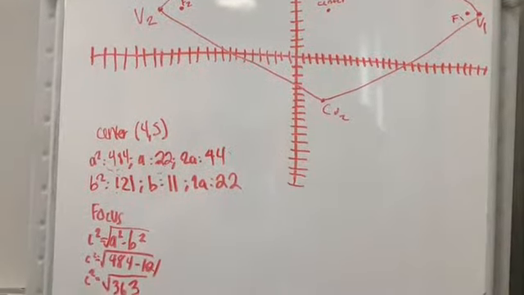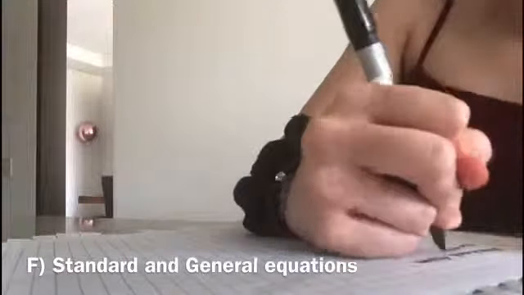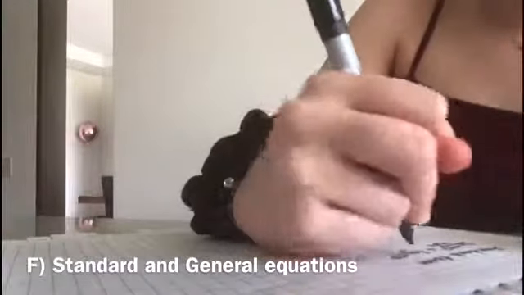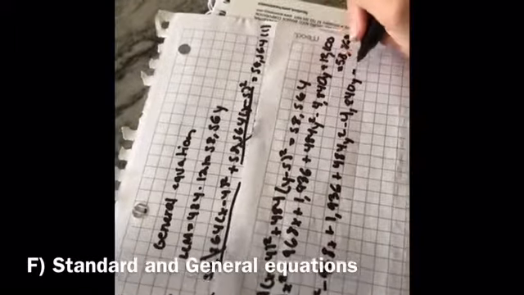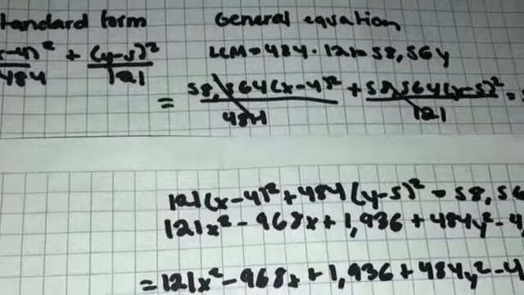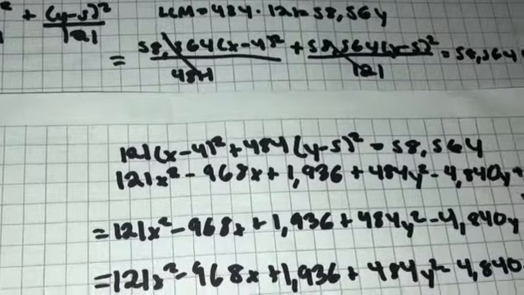In problem F, I worked with a conversion of the standard reduced form to the general equation. First, I found the least common multiple, multiplying a squared and b squared in order to find the product. Then I canceled out and started to simplify it. As a result, it gave me a formula of Ax squared plus Bx plus Cy squared plus Dy plus E equal to 0.